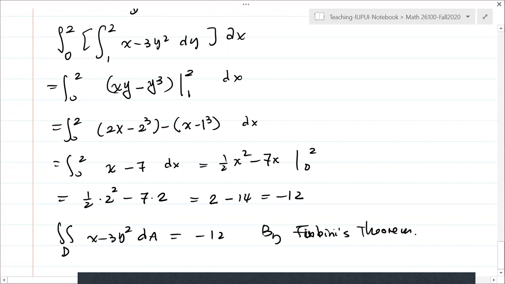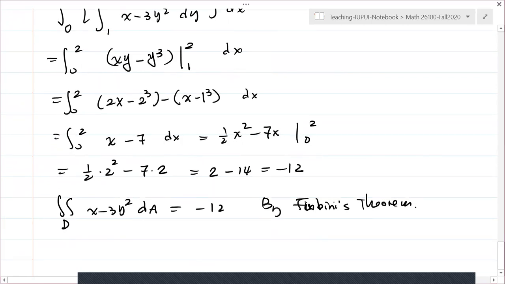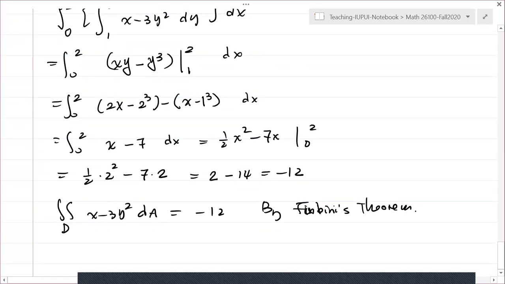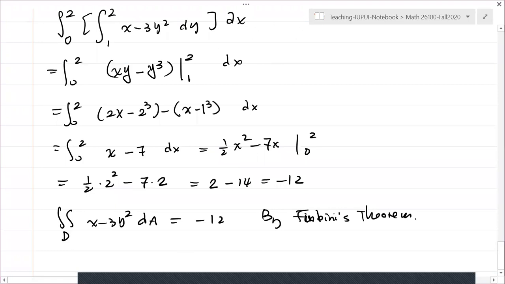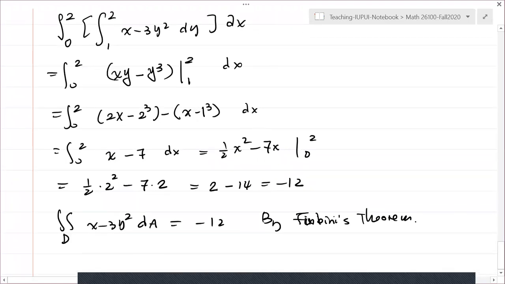Without Fubini's theorem, how do you find this double integral? You have to find a Riemann sum and take a limit. You still can do that, but it's very complicated. It involves a sigma of i squared. But I want to make sure Fubini's theorem is correct.